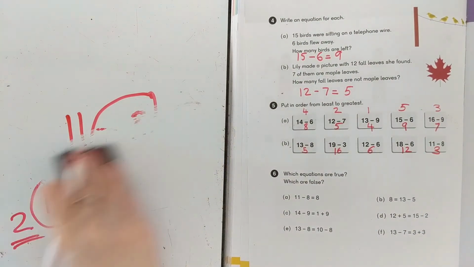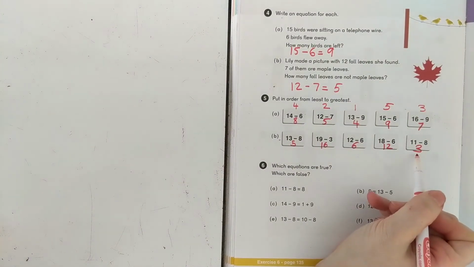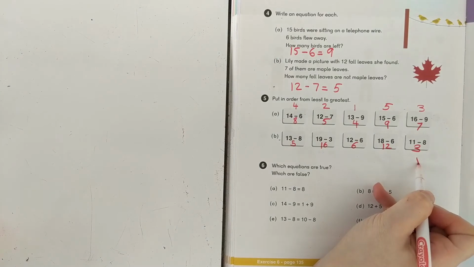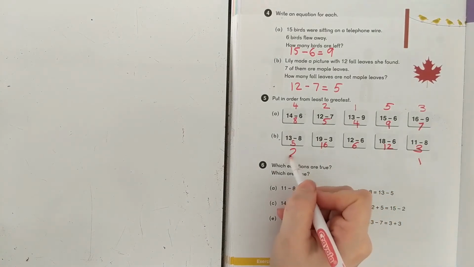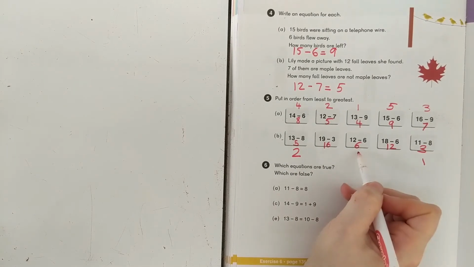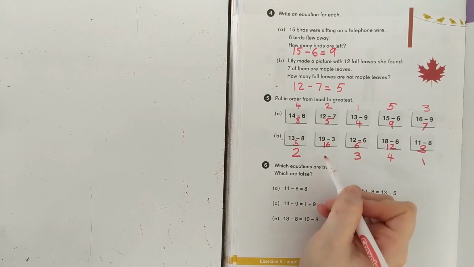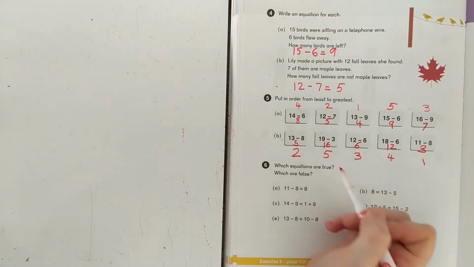Now I can look at all of my answers and find the one that is the least. I can see 3 is the smallest, so I'm going to put a 1 there. And then 5 is the next smallest, the least. After 2, there is a 6, that's going to be the third one. And then there's a 12, that's my fourth. And the greatest one is 16, that will be my fifth.